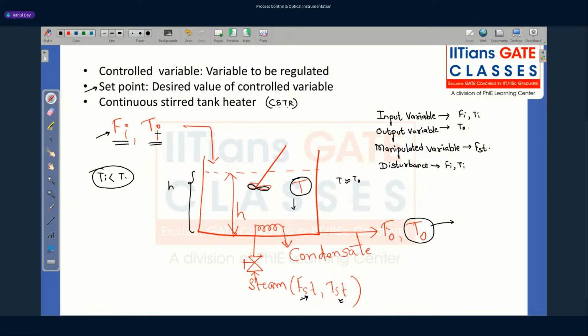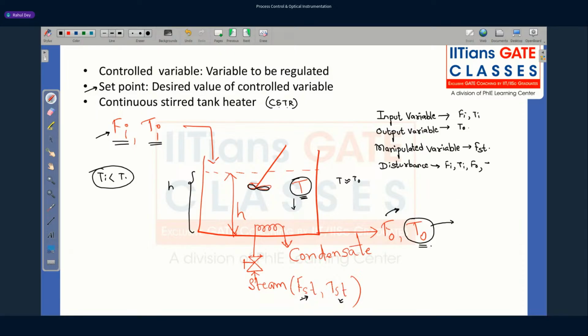Yes, there are two more disturbances. F naught. Suppose F naught suddenly increases. In your home also you might have seen, if you have multiple bathrooms and there is a single geyser, if all the hot water taps of the bathrooms are opened, you will get a little bit colder water compared to if a single tap is open. So F naught is also a disturbance. If the flow rate suddenly increases, what will happen? To maintain the temperature equal to T naught, this FST needs to increase.